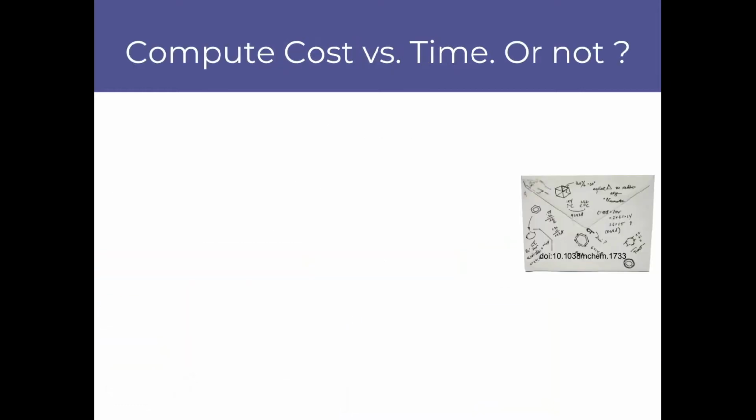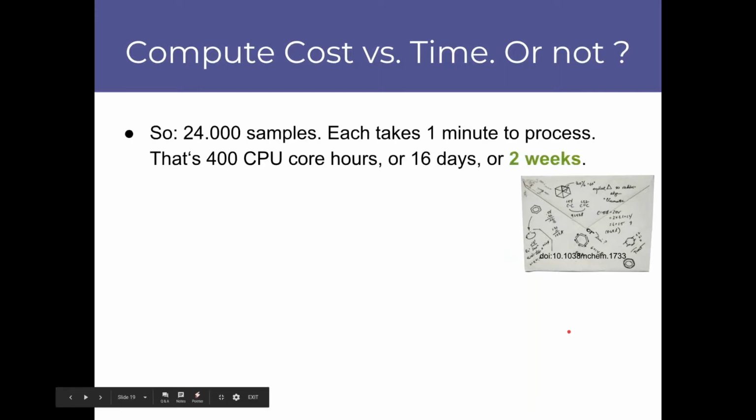So we mentioned running on the cloud. Maybe not everybody knows how expensive that can be, because we don't know yet. So let's do some calculations on the back of an envelope. We mentioned the 24,000 samples earlier. Let's just say each one takes 1 minute to process, and that would be 400 hours on a single CPU core. Or if you break that down, that's roughly 2 weeks. So if you do that on your laptop, it might take 2 weeks.